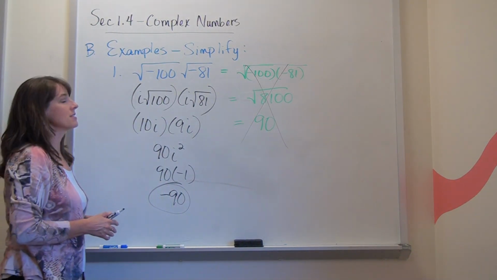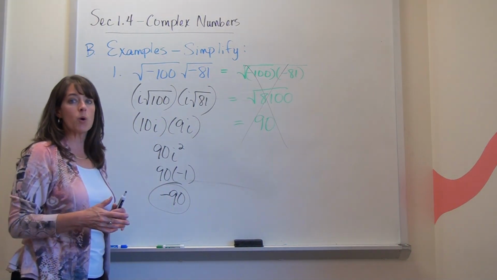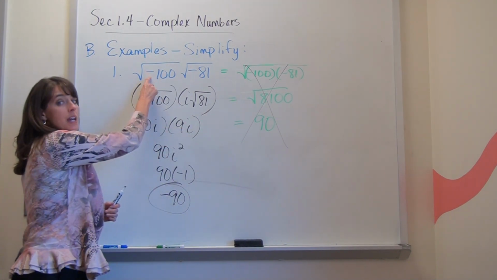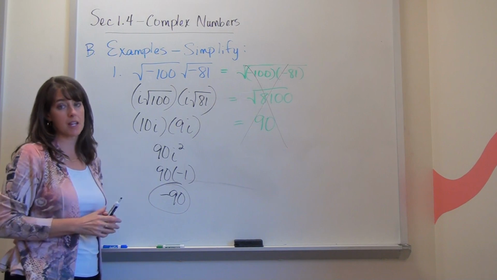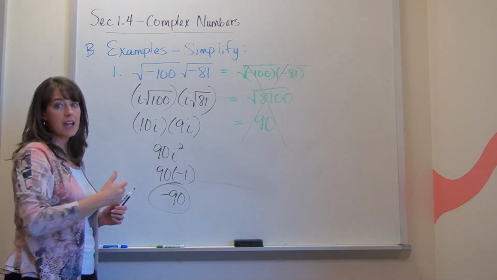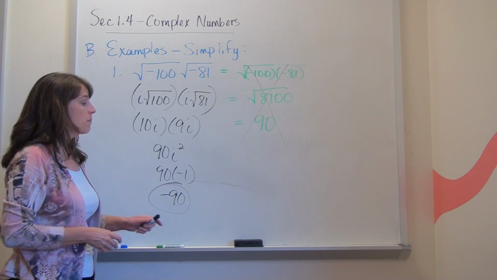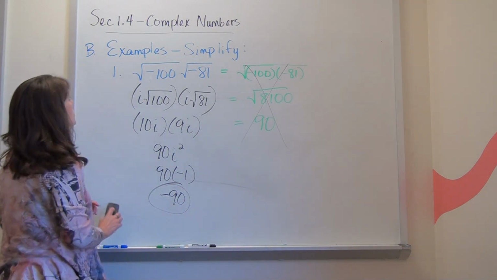And the tip is, if you're confused about, well, wait, the product rule said I could do that, well, the tip is this. As soon as you see a negative underneath the radical, immediately take care of that negative and take that i out of there. And that will alleviate any of the problems that you could incur by not dealing with that. So let's try one more.